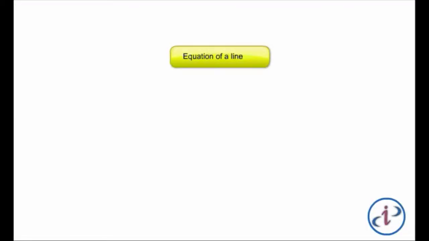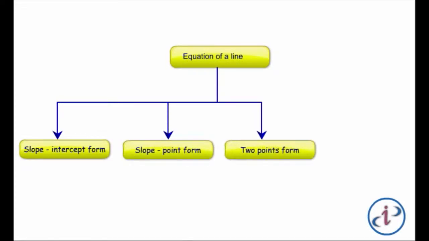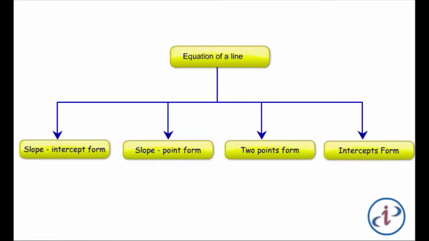Now let us learn the equation of a line. In general, the equation of a line is written in the slope-intercept form, the slope-point form, the two-points form or the intercepts form. In this, let us learn the ways in which the equation of a line can be written and solve problems based on this.